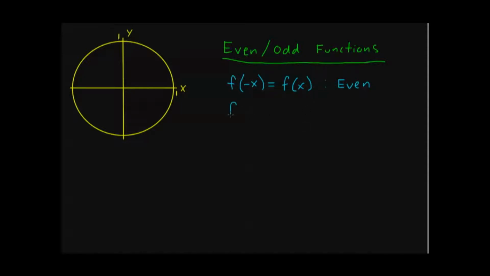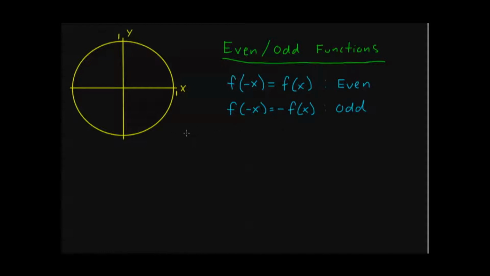Now, if I have f of negative x is equal to negative f of x, this is what we call an odd function. And when we get into graphs, this will be a little bit useful. Even functions happen to be symmetric over the y-axis, and odd functions are symmetric over the origin. But we'll get into that a little bit more later.